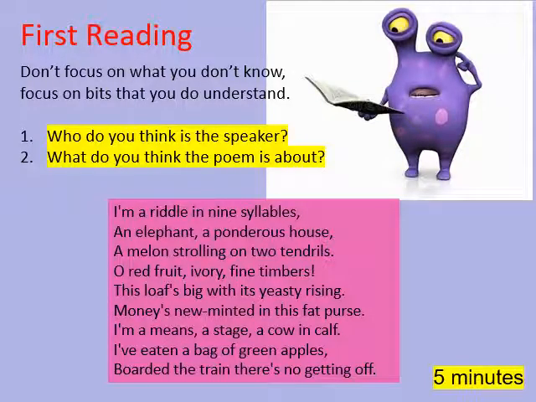So, first reading of the poem. Don't focus on what you don't know. Focus on bits that you do understand. I'm a riddle in 9 syllables, an elephant, a ponderous house, a melon strolling on 2 tendrils. O red fruit, ivory, fine timbers, this loaf's big with its yeasty rising. Money's new minted in this fat purse. I'm a means, a stage, a cowing calf. I've eaten a bag of green apples, boarded the train, there's no getting off.